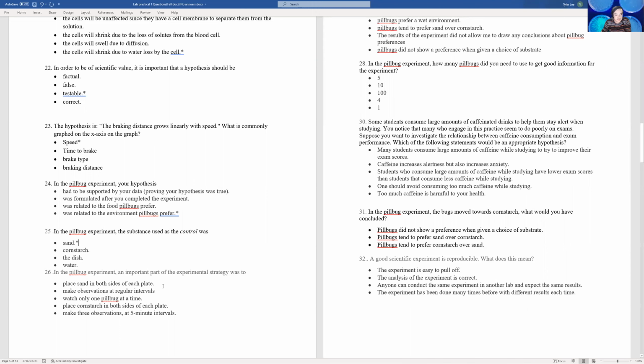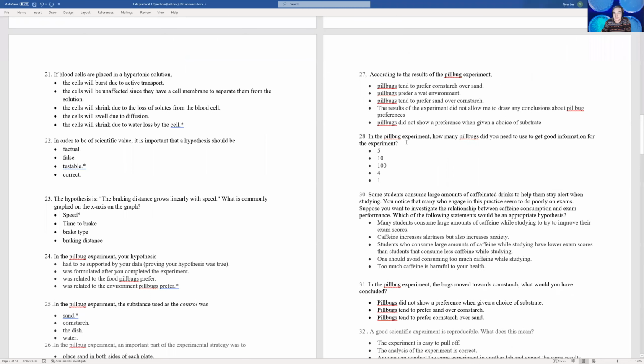In the pillbug experiment, an important part of the experimental strategy was to make observations at regular intervals. This last one here, 3 observations at 5-minute intervals, might seem right, but it's just: make observations at regular intervals. That is the more correct version.